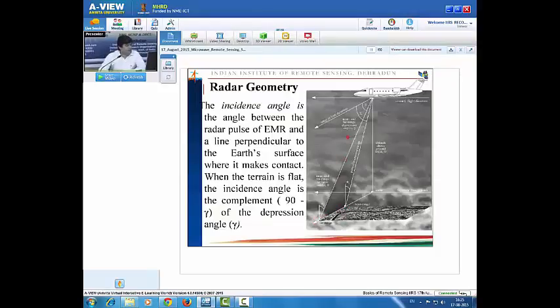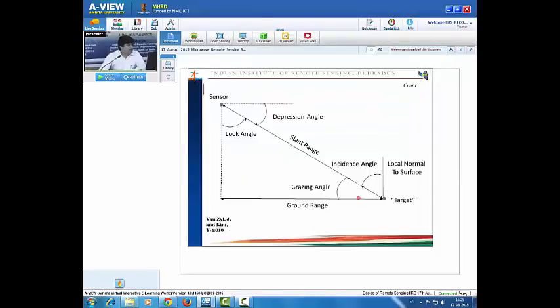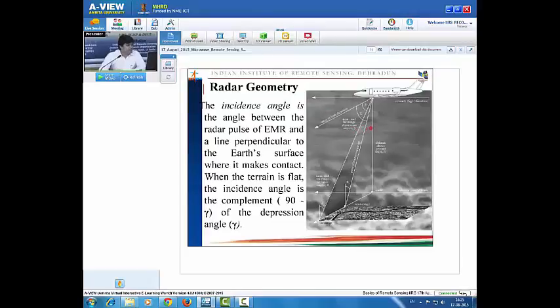Another term is angle of depression. The angle made between the look direction and the transmitted electromagnetic pulses shows the depression angle. Another term is the look angle. In the next slide it will become more clear. The angle between the nadir line and the transmitted electromagnetic pulse shows the look angle. If you correlate with the previous slide, this will be the look angle. The look angle will be varying from near range to far range.